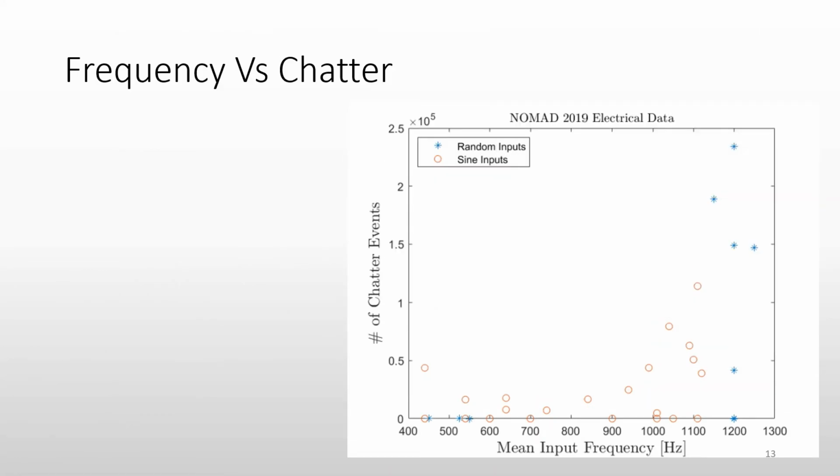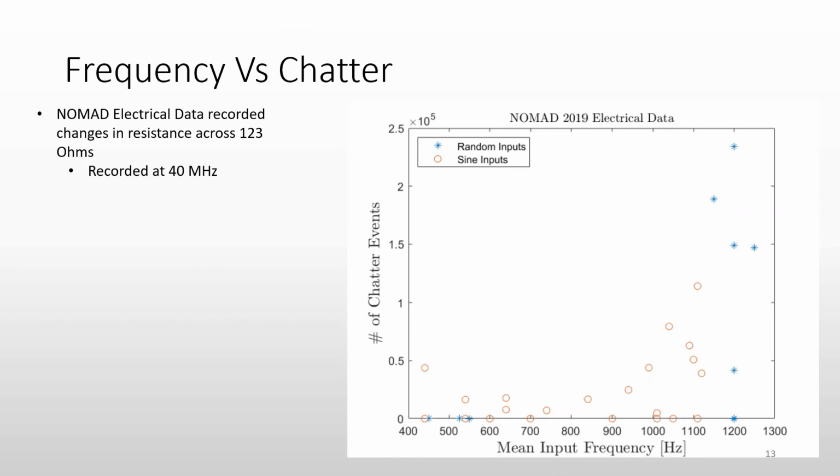And we want to compare this with the work that was done from the 2019 electrical data to determine the effectiveness of using image correlation. The 2019 NOMAD group determined resistance by every time it crossed 123 ohms and was recorded at 40 megahertz. So while this is not an apples-to-apples comparison, we should try and see a similar trend if we want to trust the high-speed video data.